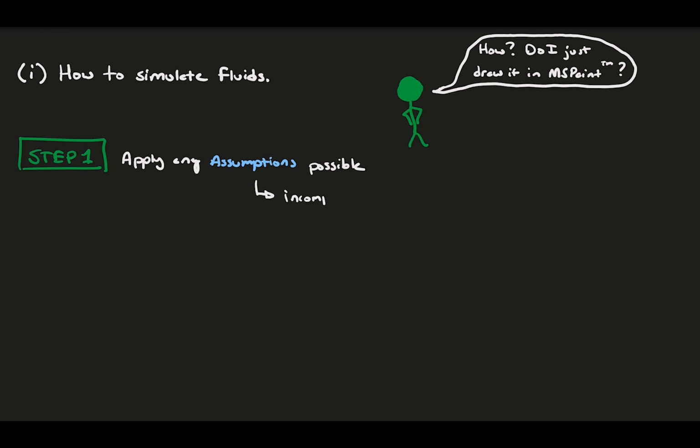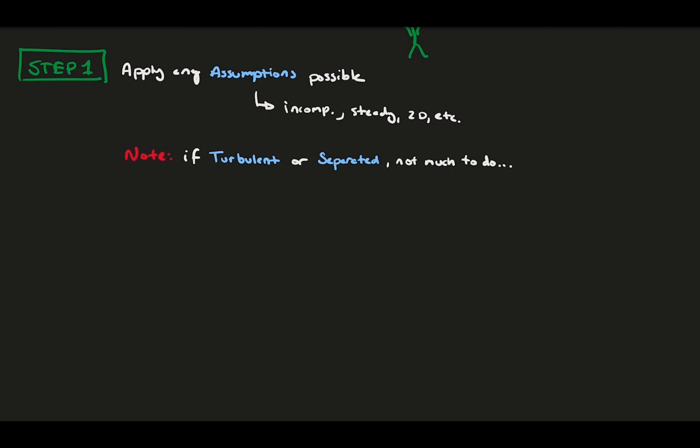Here, we would say things like incompressible, two-dimensional, steady, or all of those other useful assumptions we've been using throughout the course. However, if you have turbulent or separated flow, we can't use many of these assumptions, which is why we have to run these simulations in the first place.